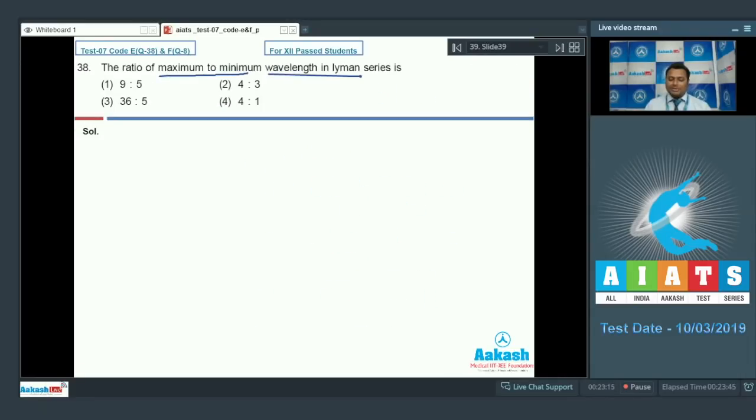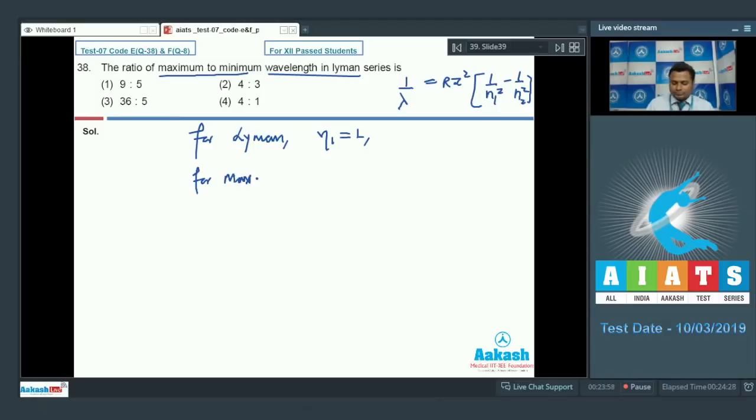The ratio of maximum to minimum wavelength in Lyman series will be given by what? We know very well that the wavelength of spectral series is 1 by lambda equals R Z square in bracket 1 by n1 square minus 1 by n2 square, where lambda is wavelength, R is Rydberg constant, Z is the atomic number, n1 and n2 are actually the transition levels. For Lyman, n1 must be 1. And for maximum wavelength in Lyman series, electron must make transition from second state to first state.